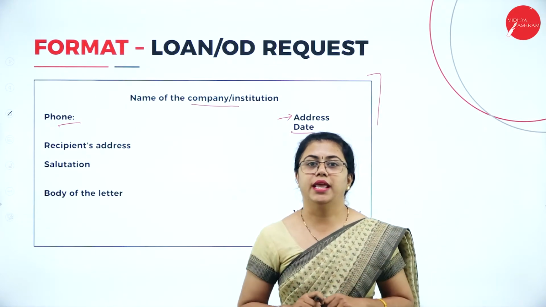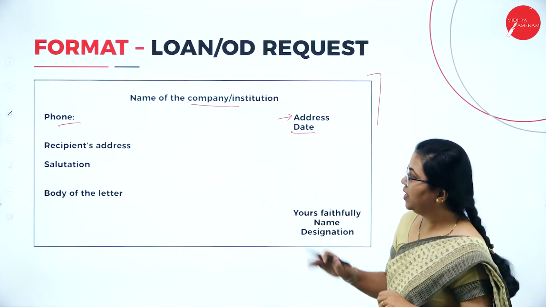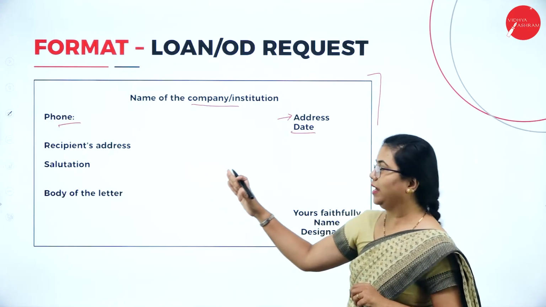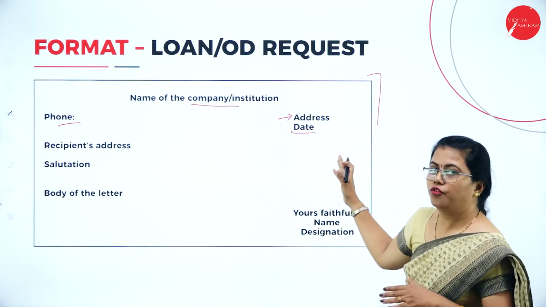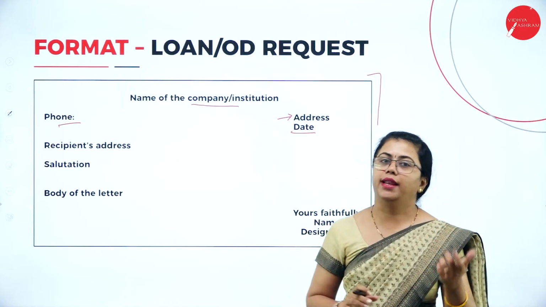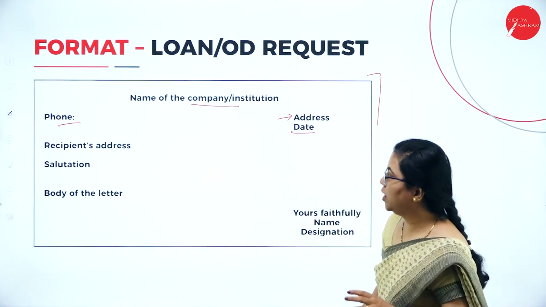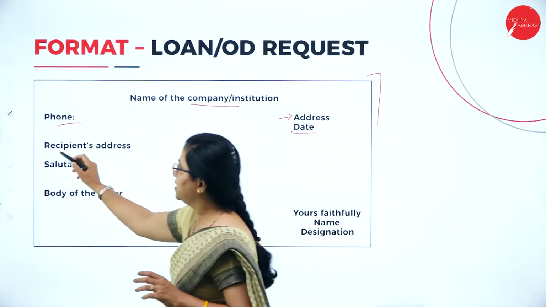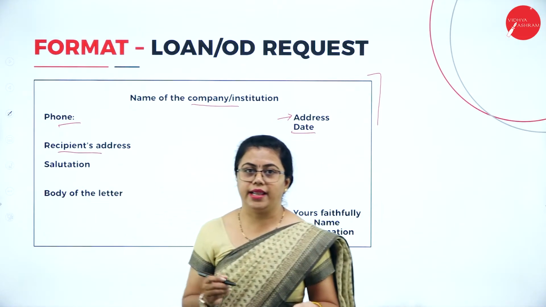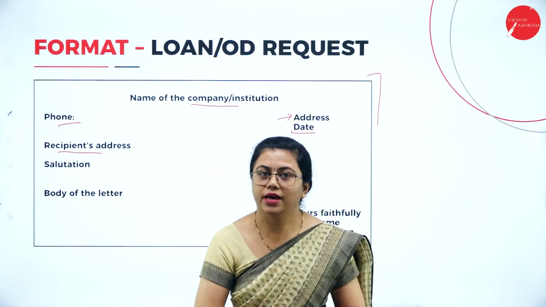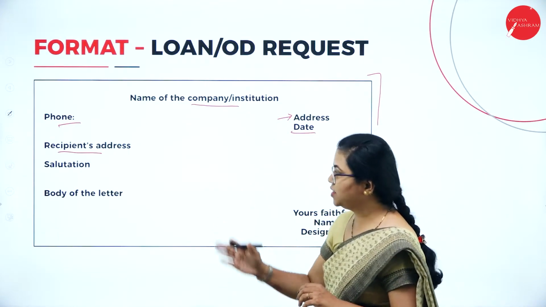The letterhead will have the name of the company first. Fine, then the phone number, that is the contact details, then the address. Of course, the date will be there. The date will be in an elaborate form. Usually you write it in the elaborate form only. Okay, so then we have the recipient's address, the person to whom you are writing. So you will be writing it here. The recipient's address will be there.